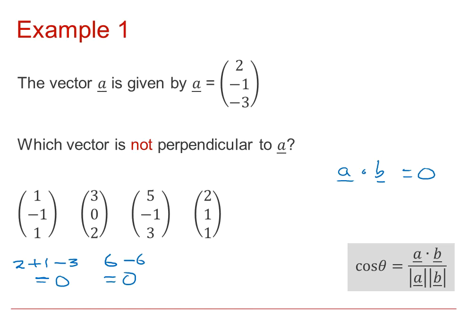In the third one, 5 2s are 10, plus minus 1 times minus 1, and then plus 3 times minus 3, so that would be minus 9, and that is not equal to 0. In fact, that would be 2, so this vector is not perpendicular. Checking the last one, 2 2s are 4, and plus 1 times minus 1, and then 1 times minus 3 equals 0, so that fourth vector is perpendicular. So the vector which is not perpendicular is simply the third one, (5, 1, minus 1, 3).